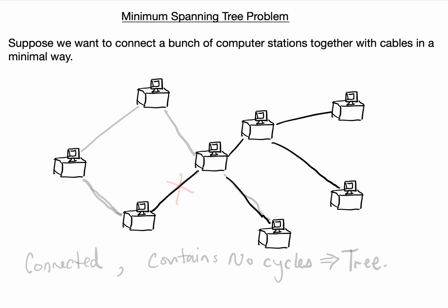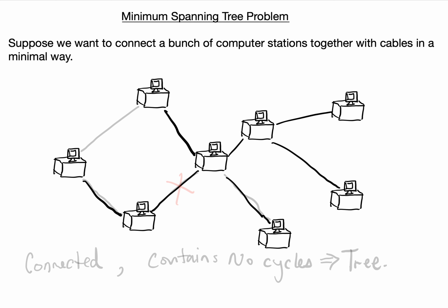This video is on the minimum spanning tree problem. Suppose we want to connect a bunch of computer stations together with cables in a minimal way. So I want to connect my computer stations with cables so that all of them are connected, and I want to do it in such a way that the amount of cable used is minimized. So let's say that that's a minimum amount of cable used in this situation.